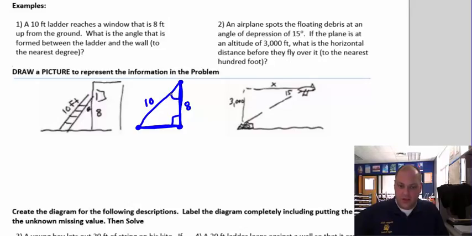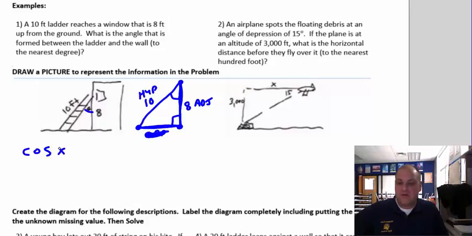The angle between the ladder and the wall is going to be up here. The ladder and the ground is down here. The ladder and the wall is up here. So here's the angle we're looking for. Now, this is opposite, and we don't know the opposite, and we're not finding it. So we're not using opposite. We're using adjacent, and we're using hypotenuse. Therefore, it's cosine.